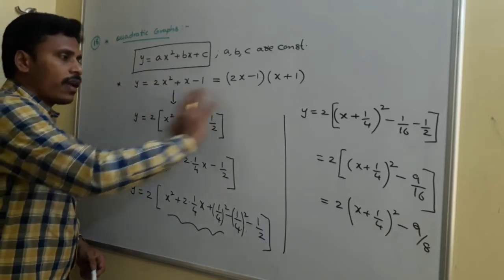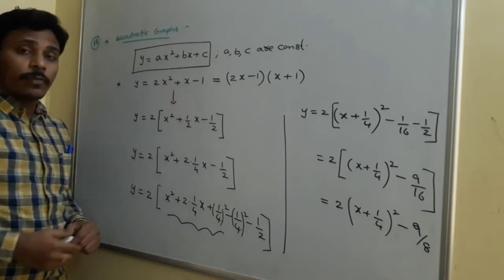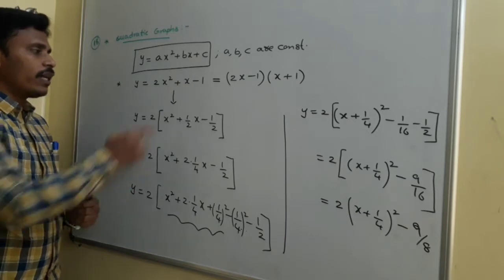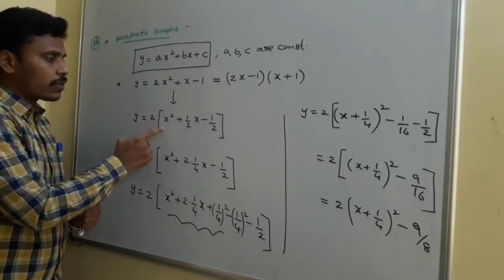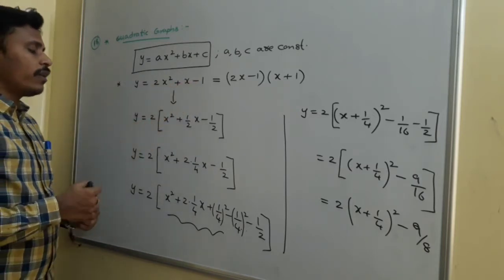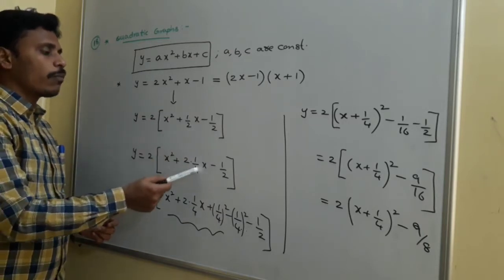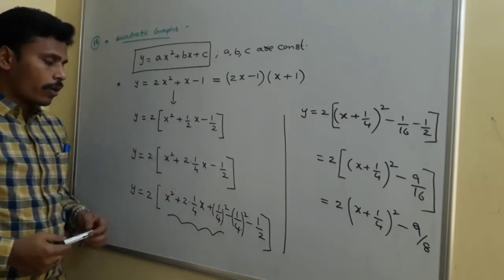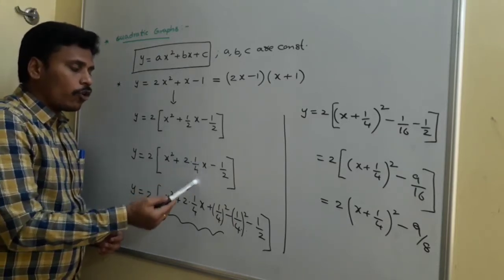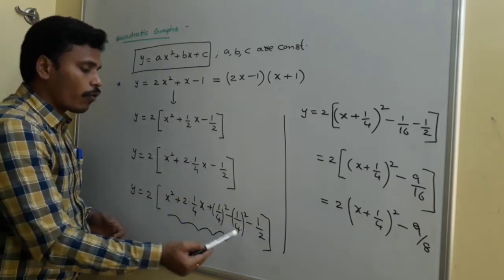For space concerns, I am going to erase this conversion. If you look once again, this is 2x square plus x minus 1, and my intention is to convert this into a perfect square form. For that, just pick out 2 from there. See, x square plus half x minus 1 by 2, because we are picking out 2, right? So here, to make a perfect square, write this half x as 2 into 1 by 4x. These two terms won't change. And now, this is 1 by 4, so to make a perfect square, you need to add the square of this 1 by 4 and subtract the square of this 1 by 4.